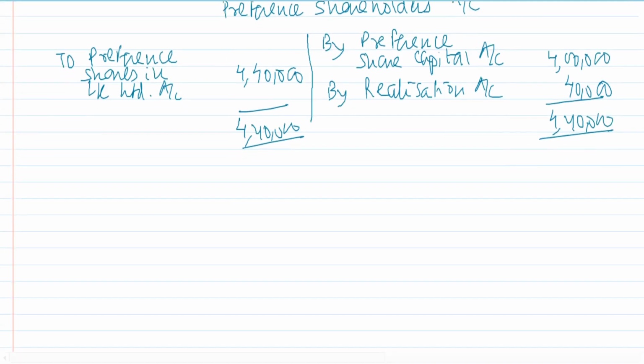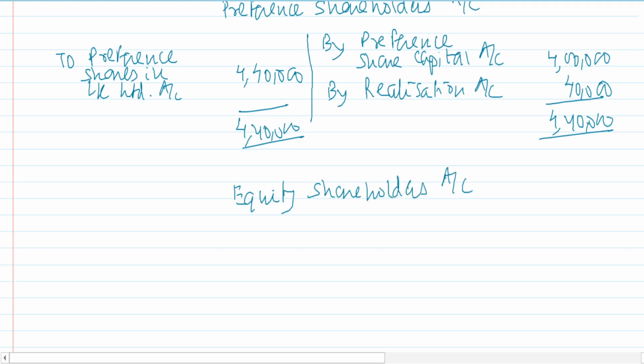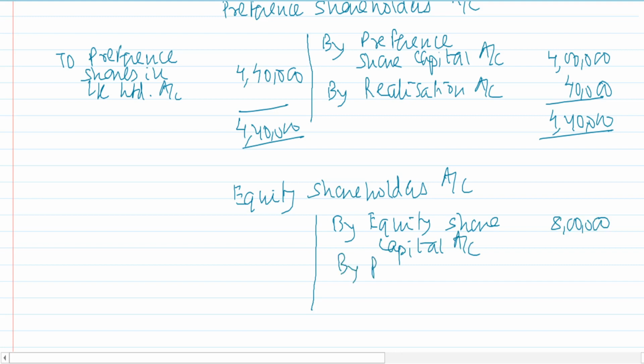Finally, I need to prepare the equity shareholders account. So let's prepare the equity shareholders account. We will show here equity share capital. Equity share capital is 8 lakhs. P&L also belongs to the equity shareholders, 371,375. Okay.